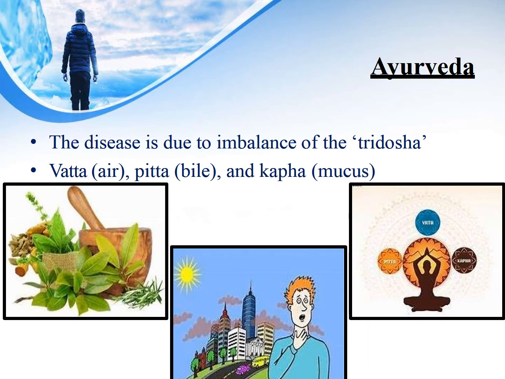Second one from the old theories is the Ayurveda. Ayurveda is the traditional Hindu system of medicine, the last of the four Vedas, which is based on the idea of balance in bodily systems and use diet, herbal treatment, and yoga as the mode of treatments. It was thought that the disease is due to imbalance of the tridosha. That means three energies. Number one is the vata, air. Number second is the pitta, that's bile. And the third one is the kapha, that's mucus.